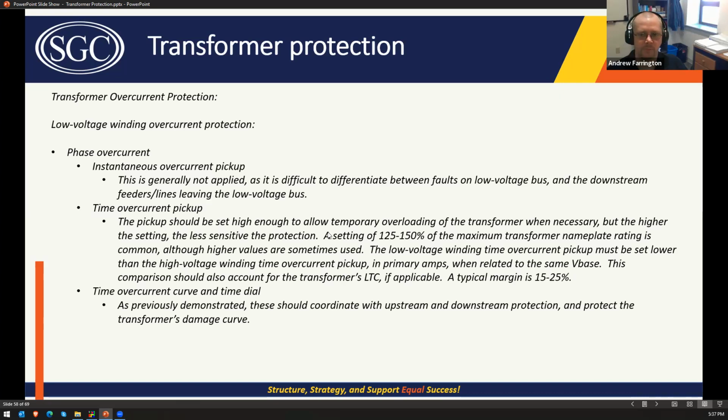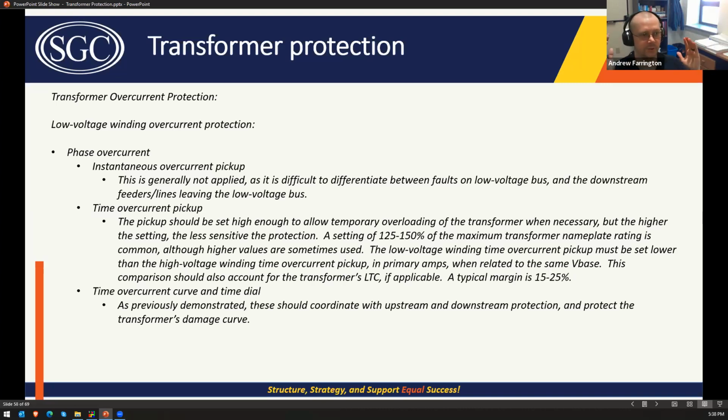The pickup, kind of similar to the high side, should be set above load, but you want it to be below the pickup of the high side element. The reason for that is, if you have a fault on the low side, you want the low side relay to pick up before the high side relay. Usually you'll have a margin between the two of 25–35%. And you have to make sure you relate that to the same side of the transformer, right?